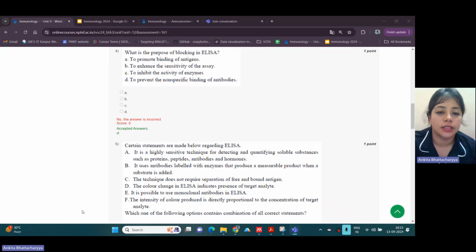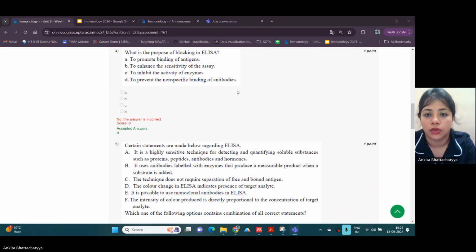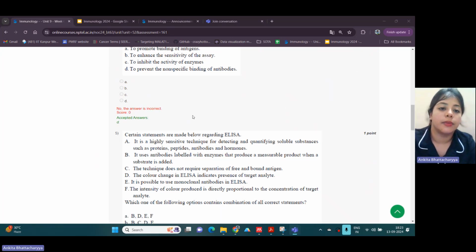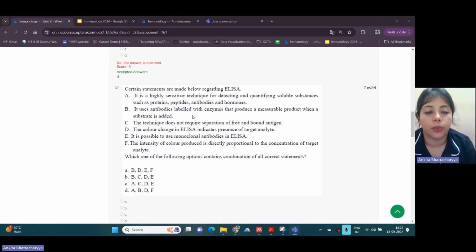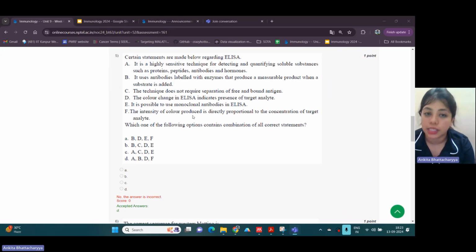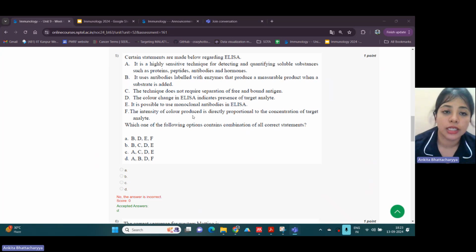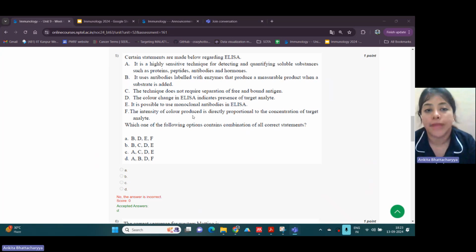Then we look at question 5, whereby we were asked about certain statements regarding ELISA. A, it is a highly sensitive technique for detecting and quantifying soluble substances such as proteins, peptides, antibodies, and hormones. B, it uses antibodies that are labeled with enzymes that produce a measurable product when the substrate is added.